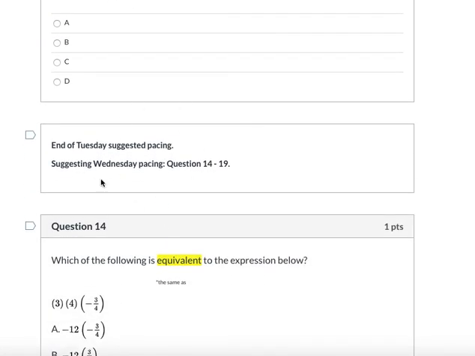Here's the end of our Tuesday pacing suggestion. I'm going to continue reading on in another video for questions 14 through 19.